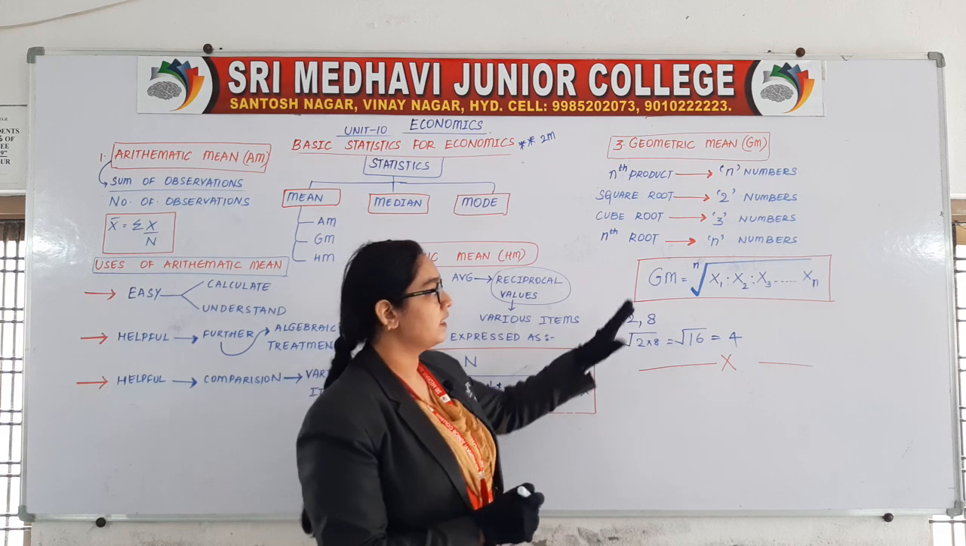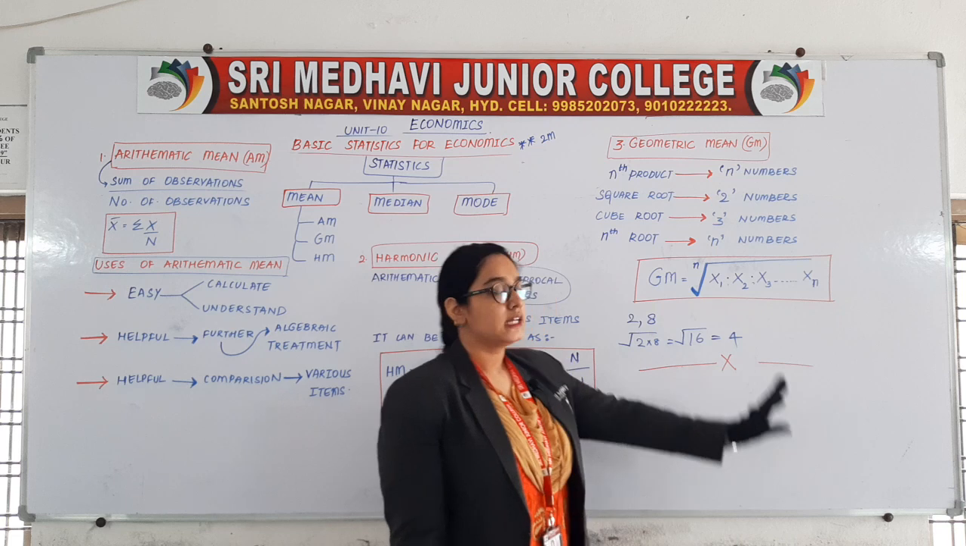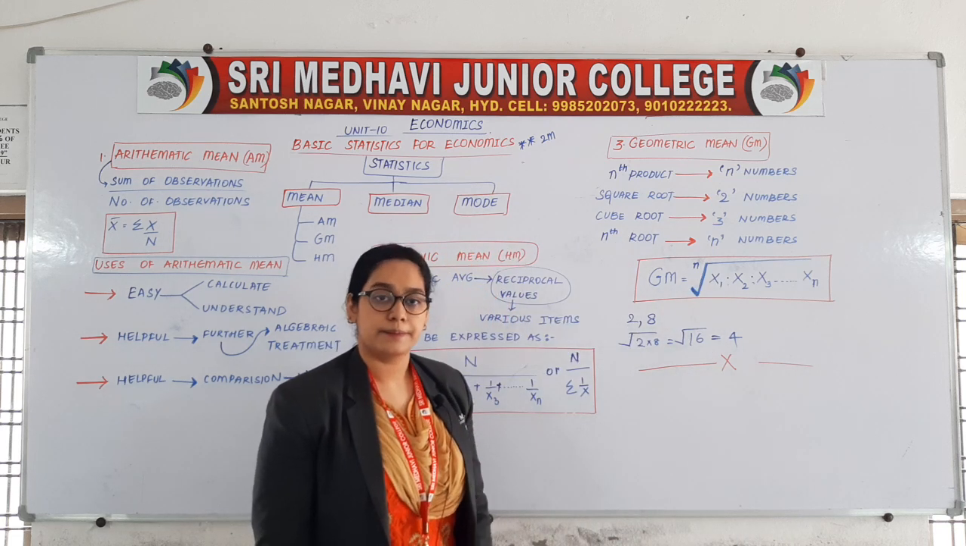What have we done here? We are multiplying the two numbers and finding the nth root. That is the meaning of geometric mean.